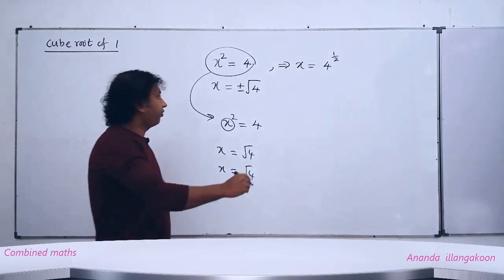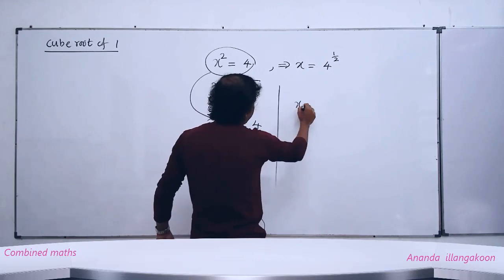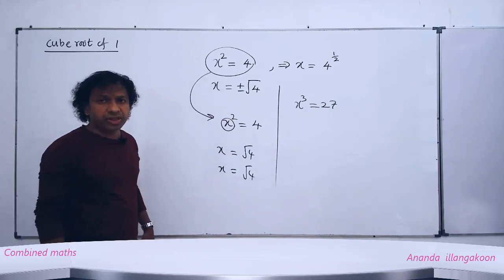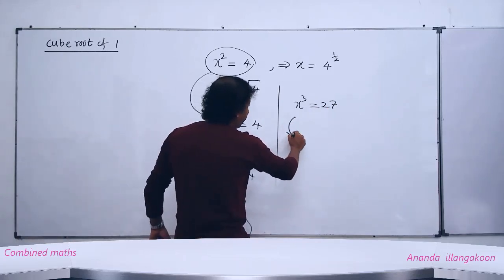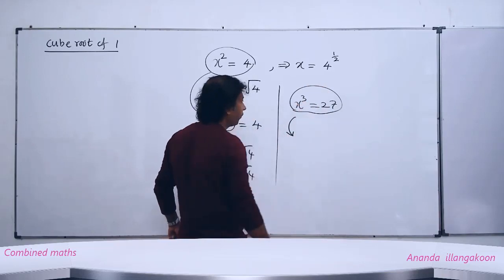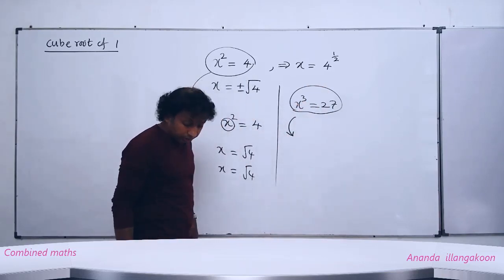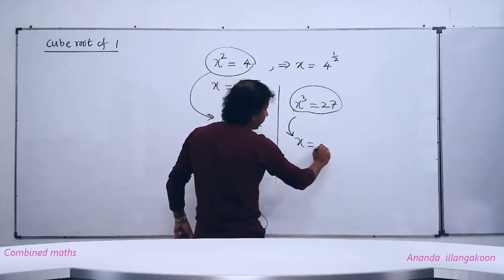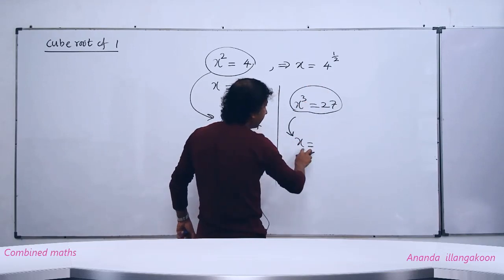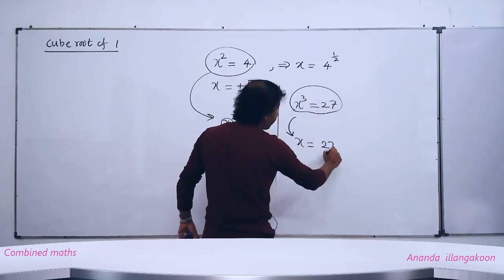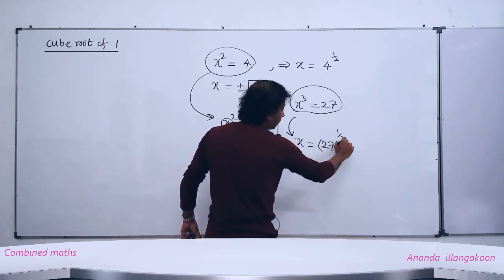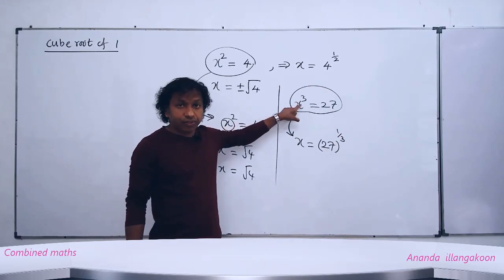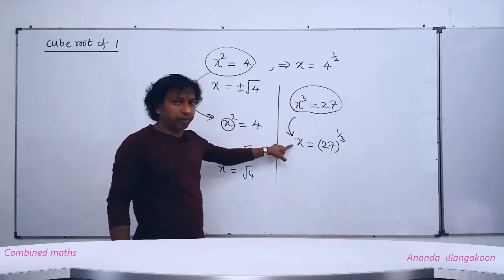Now another one we may consider: x cubed is 27. Then can somebody tell me, by solving this equation, for x what we get? For x we get, when you solve, we have to take the 1/3 power on both sides, no? 27 to the power 1/3. When you solve this equation for x, we get some answers for x.